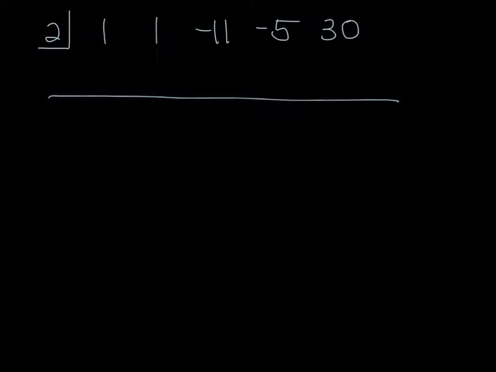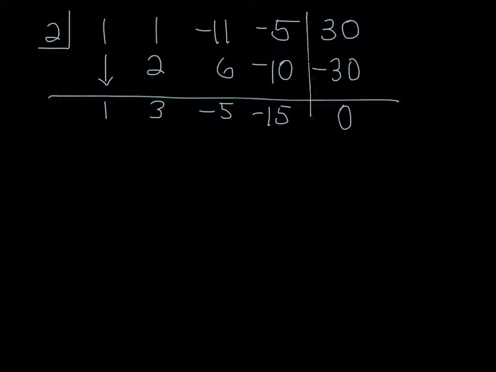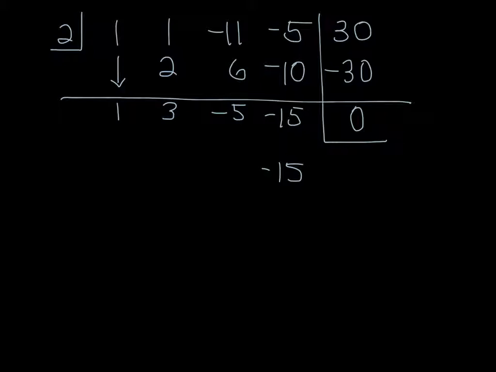So using synthetic division, I bring down the first number, then I do 2 times 1, which is 2, 1 plus 2, which is 3, 2 times 3, which is 6, negative 11 plus 6, which is negative 5, 2 times negative 5, which is negative 10, negative 5 plus negative 10, which is negative 15, 2 times negative 15, which is negative 30, and that's going to give me a remainder of 0. Now this term is the constant, this is the x to the first term, this is the x squared term, and this is the x to the third term, so just a 1.